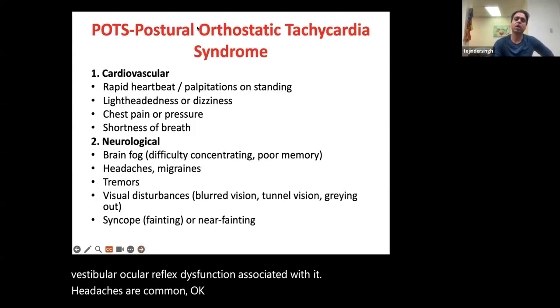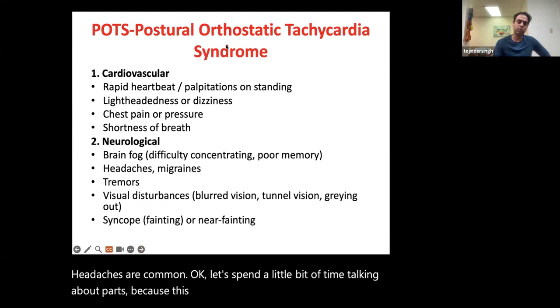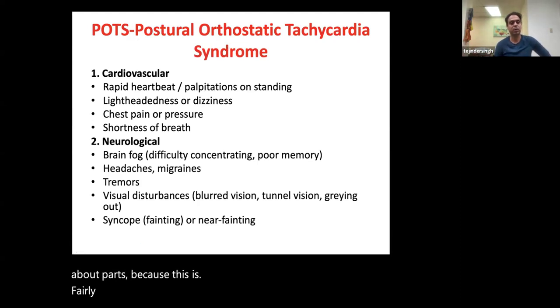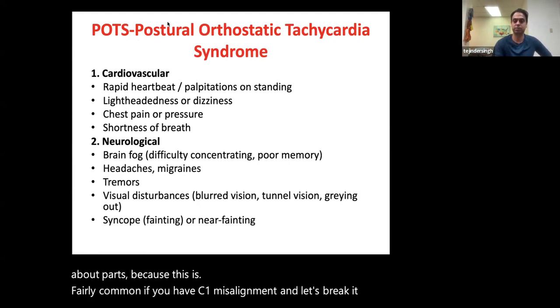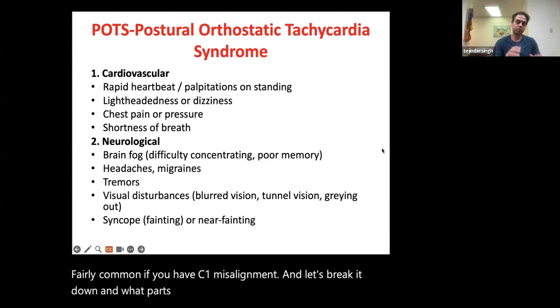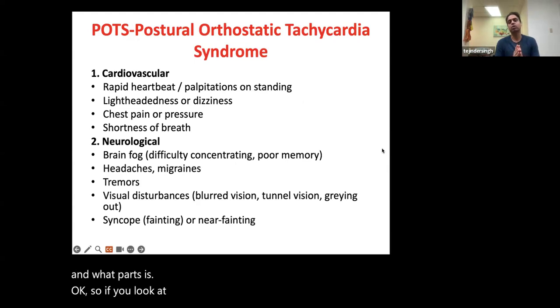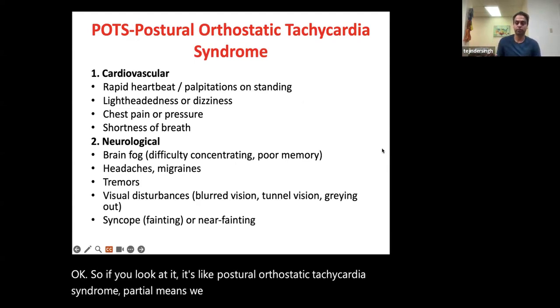Let's spend a little bit of time talking about POTS because this is fairly common if you have C1 misalignment, and let's break it down on what POTS is. Okay. So if you look at it, it's postural orthostatic tachycardia syndrome. Postural means we know it's related to position.